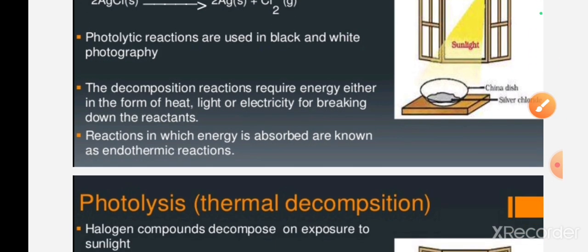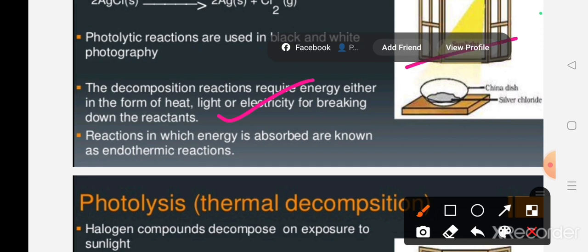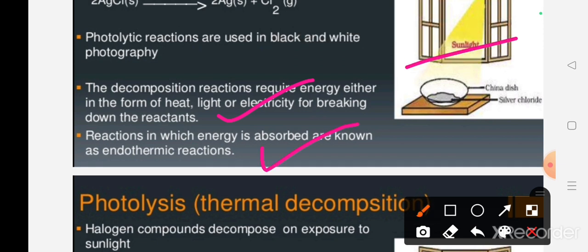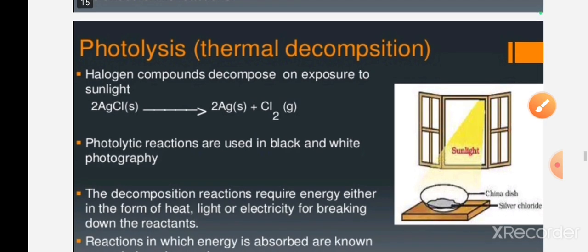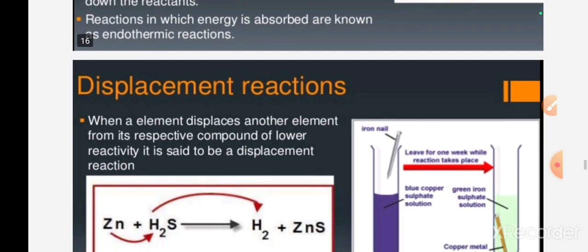Decomposition reactions require energy in the form of heat, light, or electricity for breaking down the reactants. Reactions in which energy is absorbed from the environment are known as endothermic reactions.